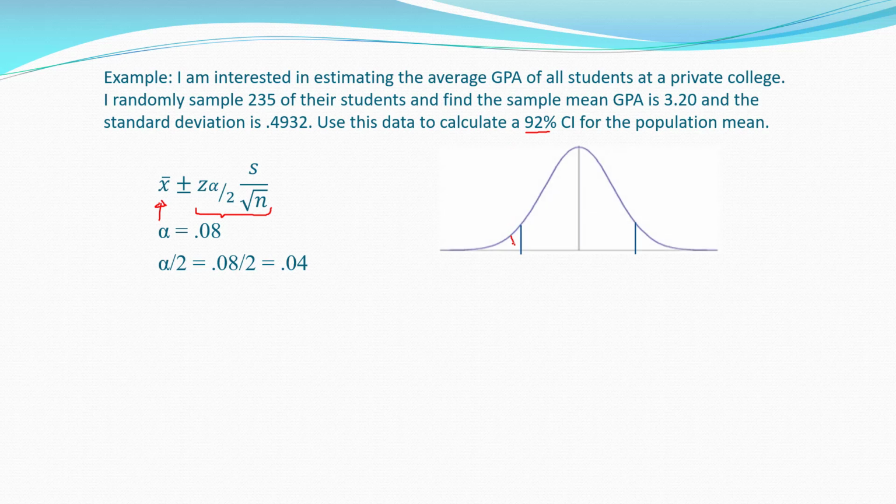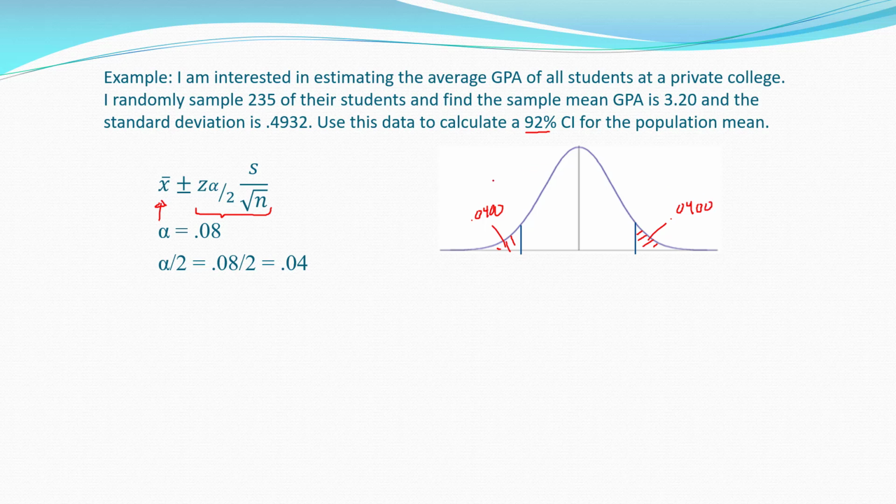And so we get this picture, except this time we're going to put 0.04 in the lower tail, and in the upper tail is the other 0.04. There's your 0.08. So that means the confidence coefficient, or the confidence level in between, is the 92%, or 0.92.